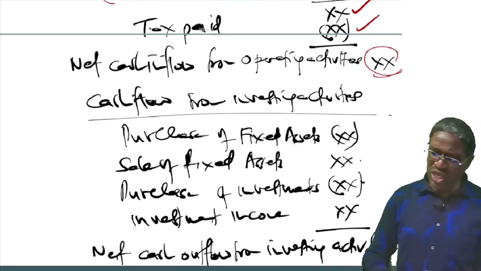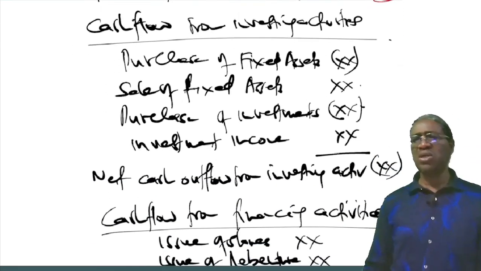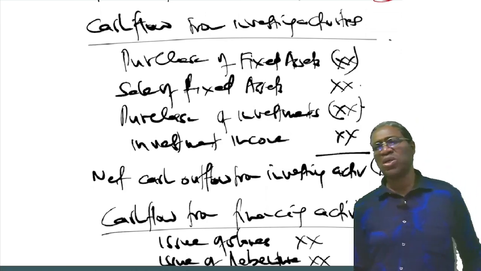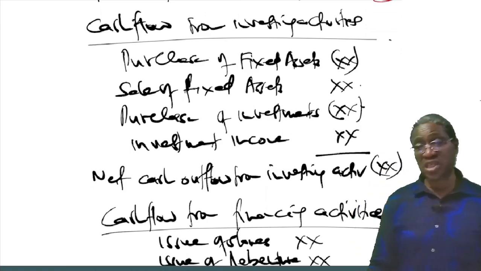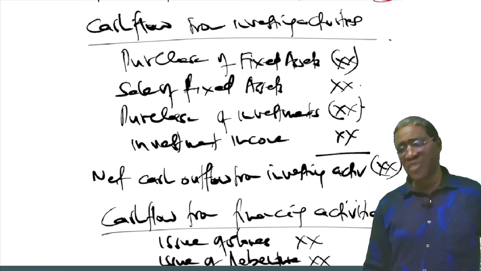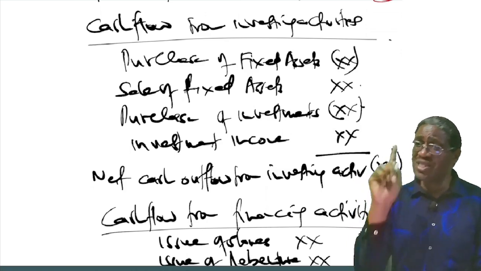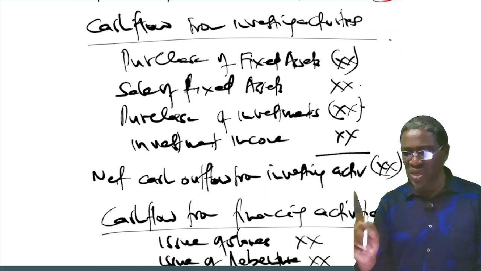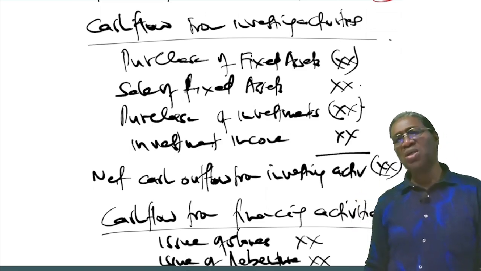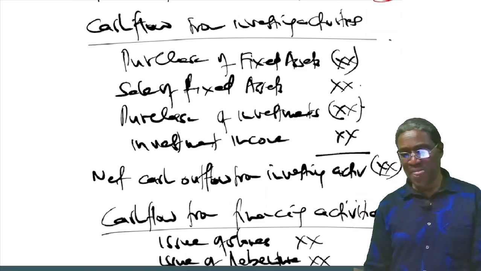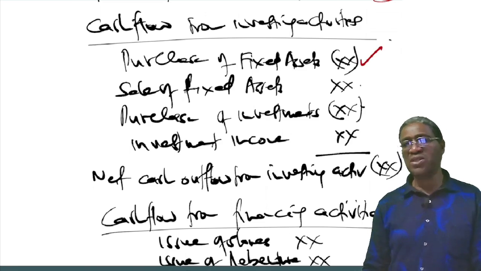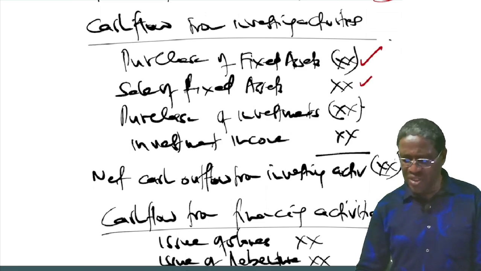Then we came to the second class of cash flows, and that's what we were calling the cash flows from investing activities. And we said investing activities are those transactions that affect any fixed assets, or what you could call the non-current assets. We gave examples like purchase of fixed assets, sale of fixed assets.